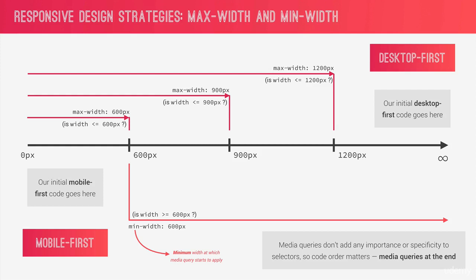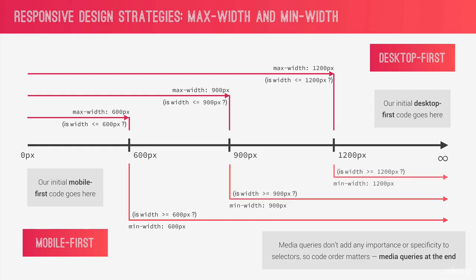And so now for the remaining two breakpoints, the logic is pretty much the same as for the desktop-first strategy. So for the 900 pixel breakpoint, we have a min-width 900 pixel media query, which is activated if the viewport width is larger or equal to 900 pixels, of course. And the same for 1200 pixels. So it's just the same logic as before. Alright, did you get that?